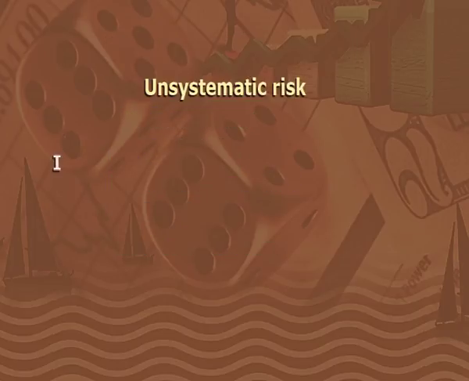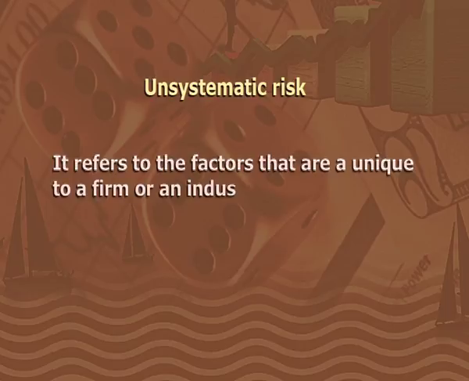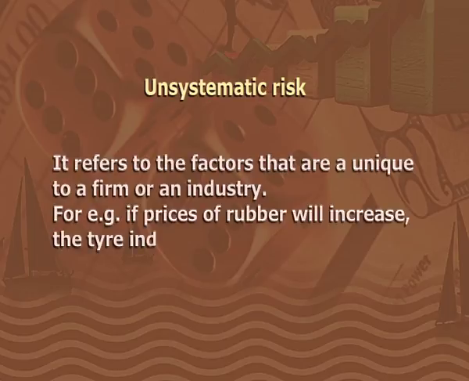Unsystematic risk. It refers to the factors that are unique to a firm or an industry. For example, if the price of rubber increases, the tire industry will get affected. Recently, the problems in Tata Group of companies may bring certain changes in prices of Tata stocks. This risk can be hedged by portfolio diversification.